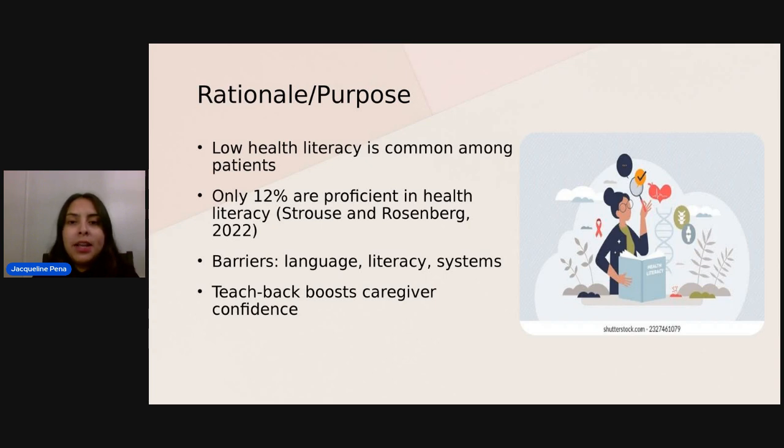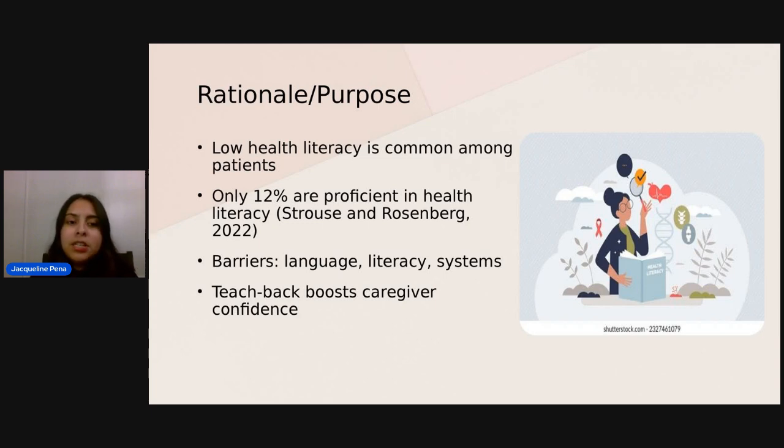So, rationale and purpose. In a pediatric specialty clinic, providing clear and effective patient education is essential. Many of the families we work with face barriers like language differences, low health literacy, or confusing healthcare processes. According to Strauss and Rosenberg, only 12% of people have proficient health literacy, and over a third of surgical outpatients struggle to understand their care instructions.